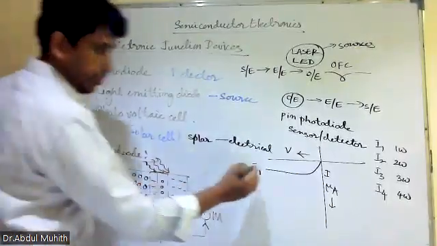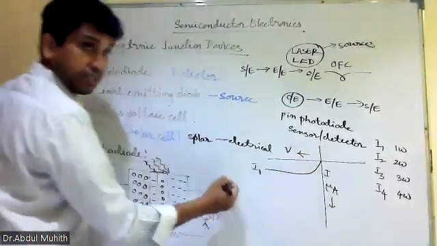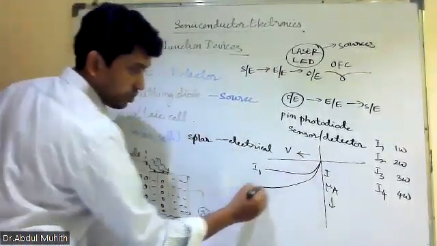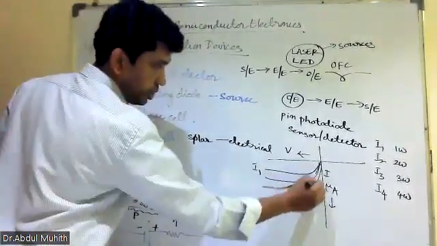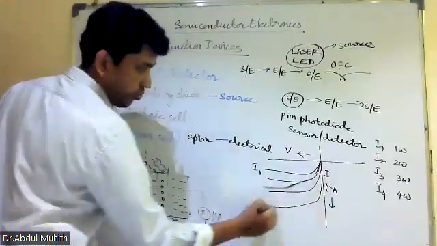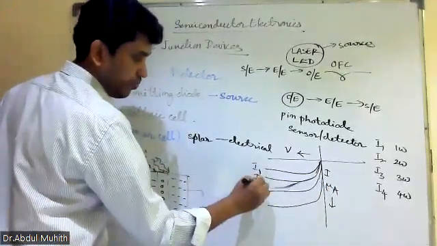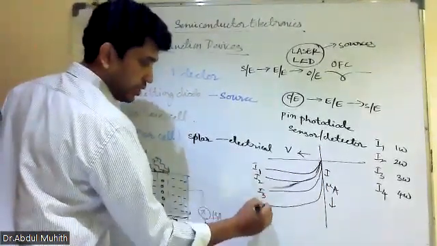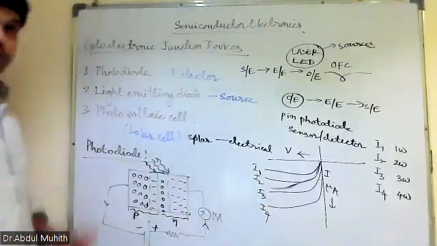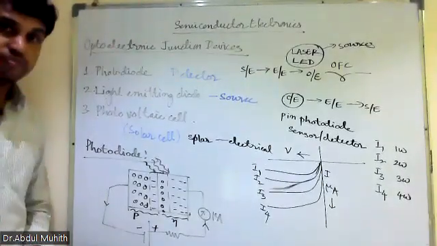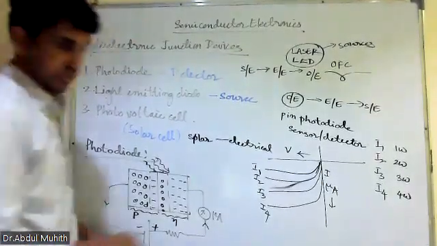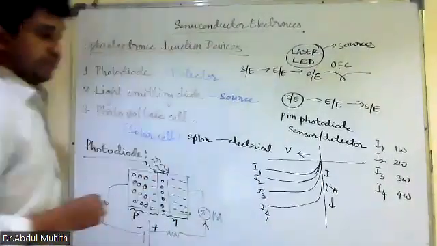So first I'm using 1 watt, then 2 watt. For 1 watt, the intensity curve is like this. This is the reverse bias characteristics. This is for 2 watts, the second one. This is for 3 watts. This is for 4 watts. This is I1, I2, I3, and this is I4. Is that clear? Yes, sir. So this is the VI characteristic.